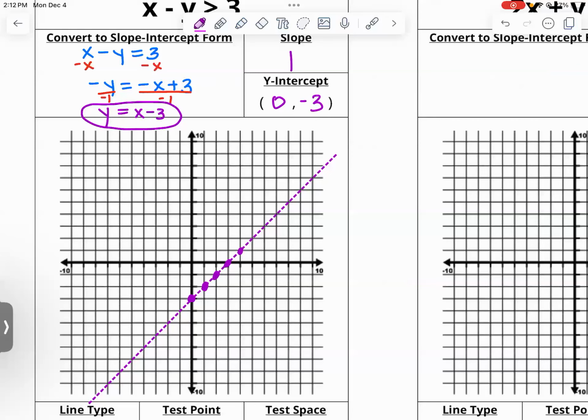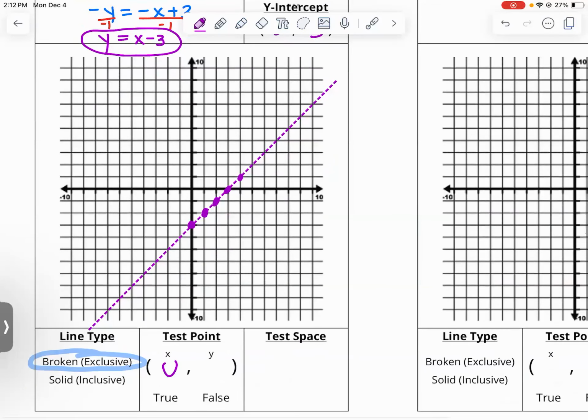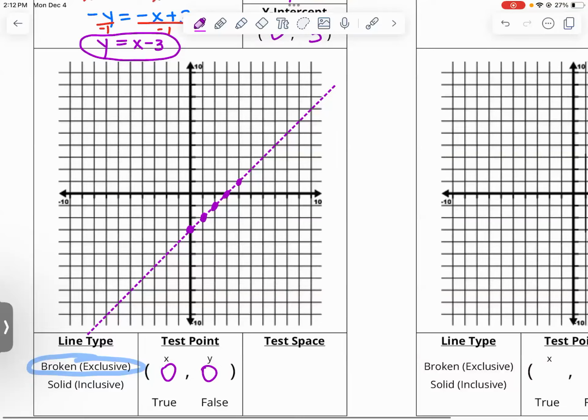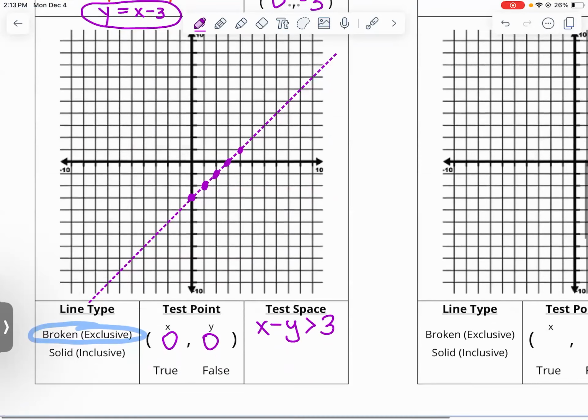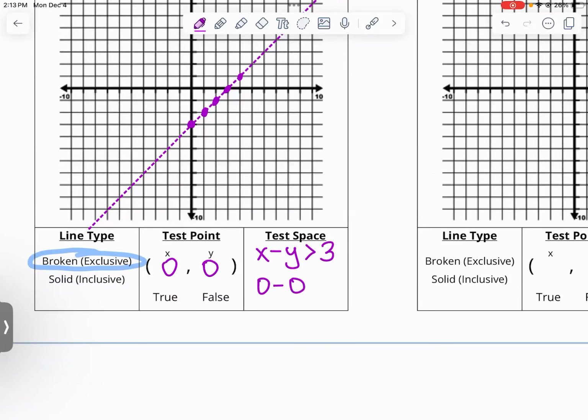Eli, what coordinate would you like to pick to test? Eli says, let's test 0, 0. Is 0, 0 on our line? No, so it's an appropriate coordinate to test. If 0, 0 is on your line, you cannot use it. So let's plug in 0, 0. We have x minus y is greater than 3, correct? Is 0 minus 0 greater than 3?